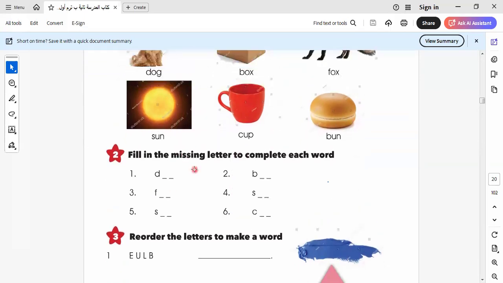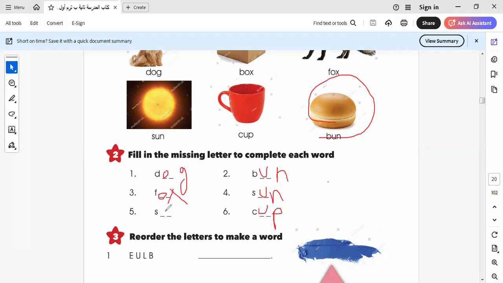Here, what can I do? The missing letter here will be dog. Here is what? Here is bun. This is called bun. This is the picture of bun. Here we say fox. Here is sun. I think sun is not difficult to know. Here is cup.